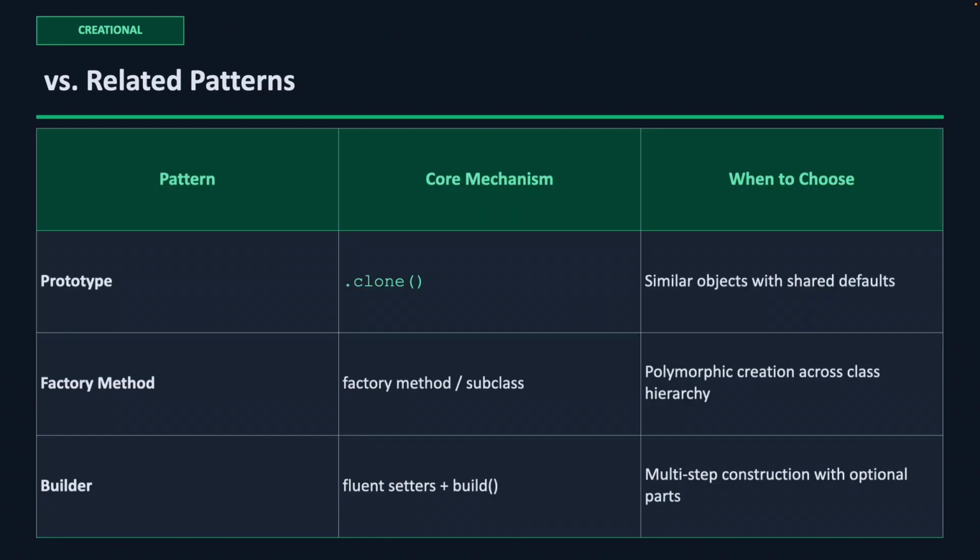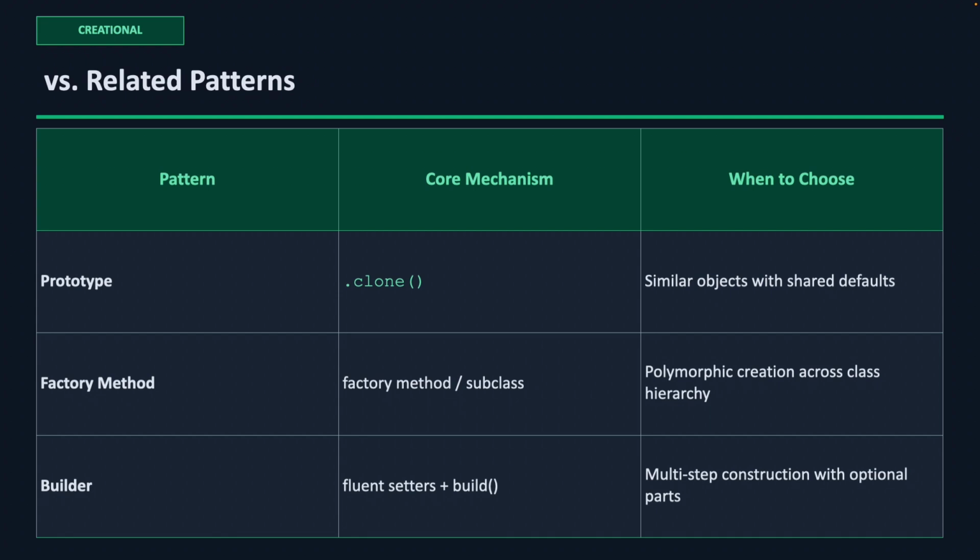We have two patterns that are easy to confuse with the prototype pattern. The first one is the factory method pattern. The factory method uses a method to instantiate objects. It is often choosing among subclasses based on some condition. The client calls the factory and gets back a concrete object, but it doesn't control which class gets instantiated. Prototype doesn't subclass, it copies. There's no factory hierarchy, no abstract creator. There's just the clone method on the object itself.